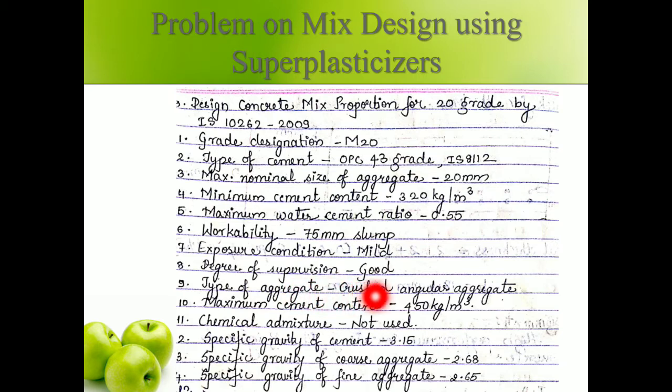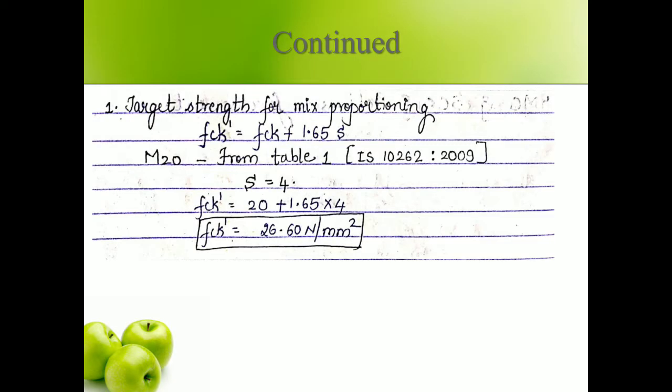Specific gravity of cement 3.15. Specific gravity of coarse aggregate 2.68. Specific gravity of fine aggregate is 2.65. So we'll go to the solution. The solution remains the same as we have done for using superplasticizer. Only one point changes here, that is we need to design the mix without using superplasticizer.